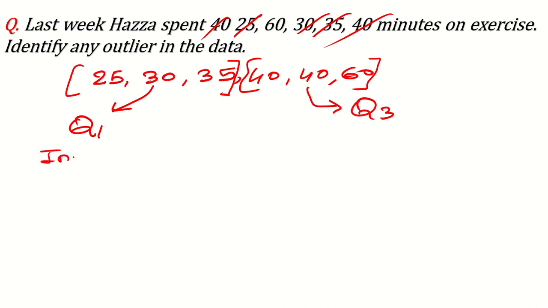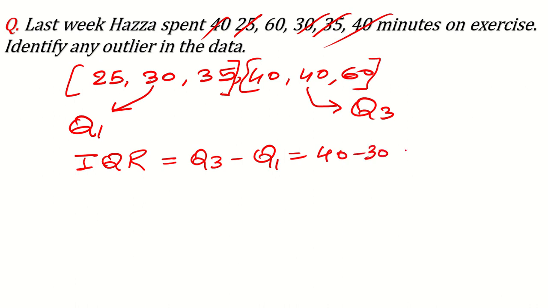So what is the interquartile range? I'm writing in short. Interquartile range, IQR, is equal to Q3 minus Q1. Maybe, students, this can be a direct question in your exam, that they will give you the first quartile and third quartile, and they will ask you the interquartile range. So what will you do? You will subtract the first quartile from the third quartile. So this is 40 minus 30, which means 10.